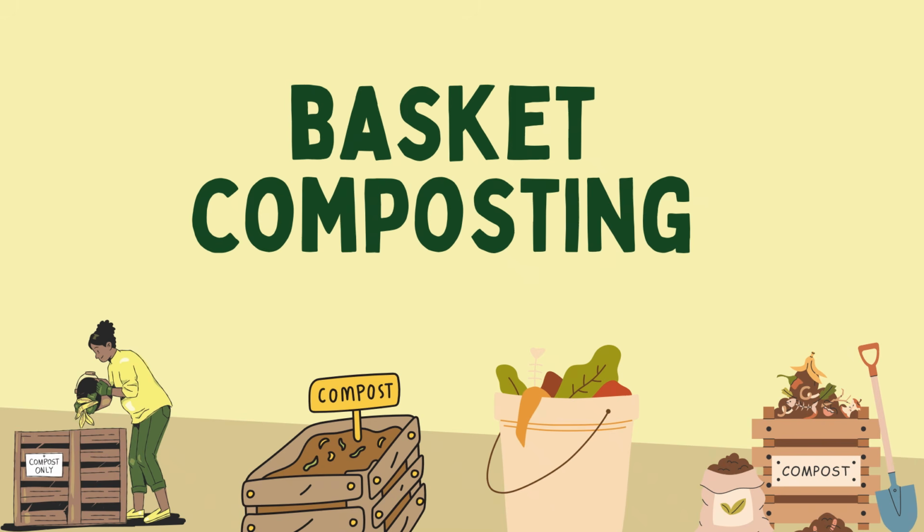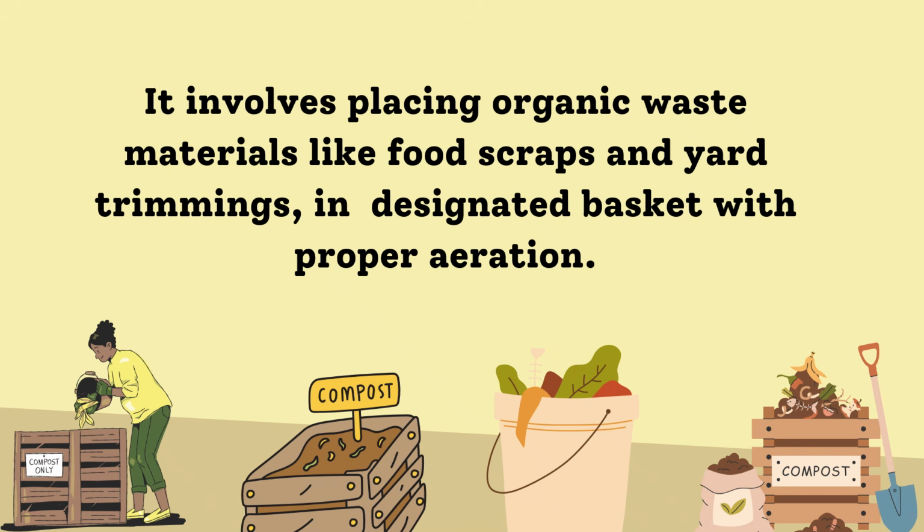Now let's talk about the basket composting. Basket composting involves placing organic waste materials like food scraps and yard trimmings in designated basket with proper aeration. So in this method, organic waste materials are placed inside a basket that allows air to circulate. Proper aeration is important because microorganisms need oxygen to break down organic matter efficiently.